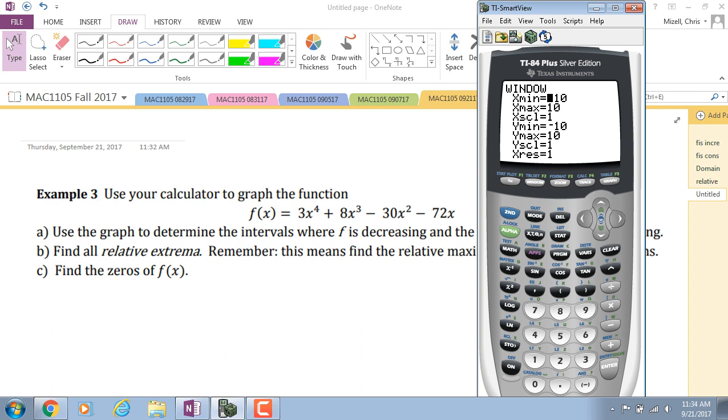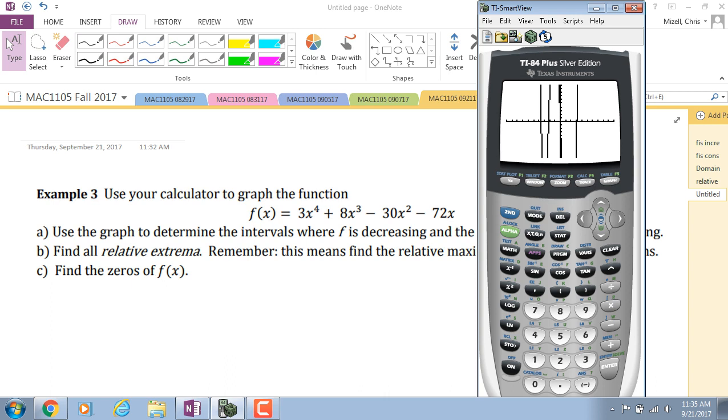it'll show me a graph, but it won't show me the complete graph. Make sure that we're all in the same spot. I'm going to press zoom followed by 6. And this will give me the standard viewing window with an x min of negative 10, an x max of positive 10, y min of negative 10, y max of positive 10. And for high degree polynomials like this, the graph kind of zips up and down through the standard viewing window if it has any points in the standard viewing window at all.